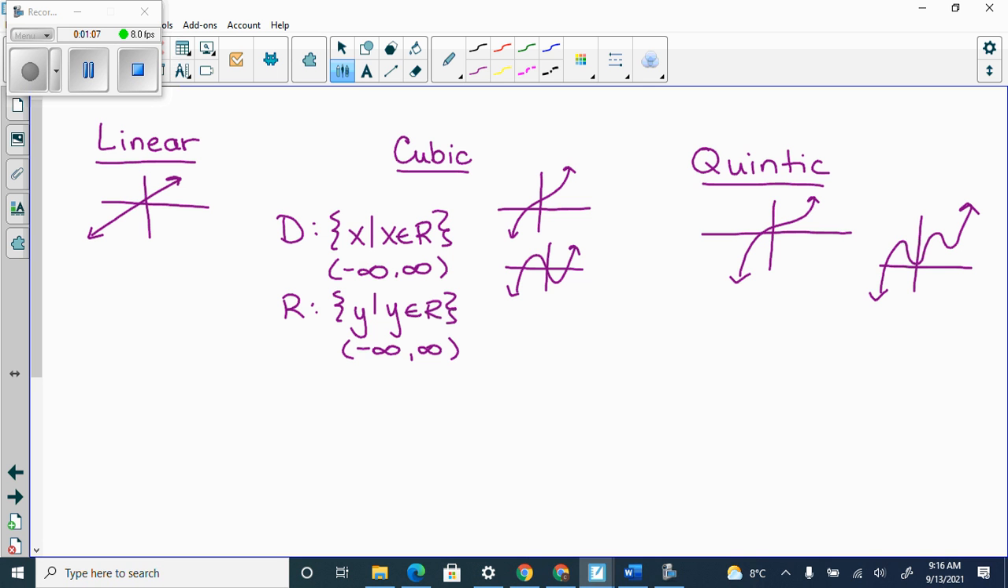Now the ones I drew all are going up on the right. So what do we know about these graphs for every single one of them? Yeah, all these graphs above have positive leading coefficients.